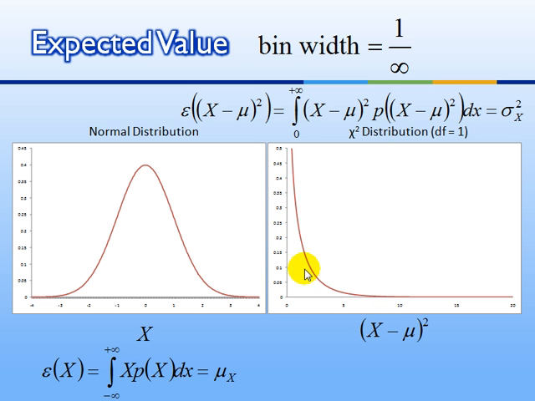Note here that as we get to 0, it extends up to +infinity. That is because when we slice the bins very, very, very thin, we never actually get a 0. So the expected value of x minus mu squared is the long-term average of this distribution. Because this started off as a normal distribution, it is a chi-square distribution with 1 degree of freedom.